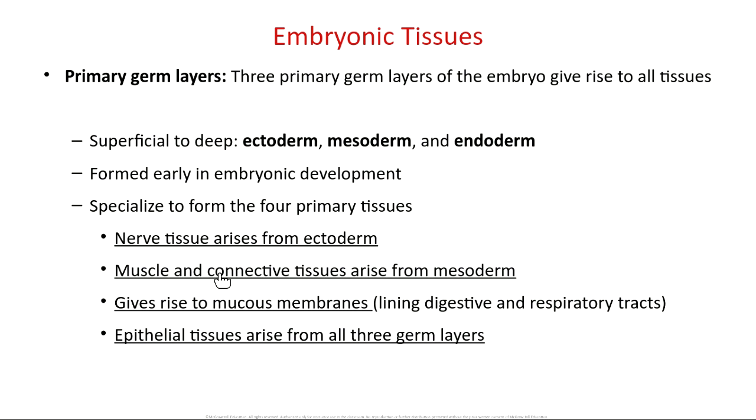And so your question on an exam will be related to your knowledge of what tissues come from what primary germ layers. Okay, so nervous tissue comes from ectoderm. You should know that muscle and connective tissue come from mesoderm. And you should know that epithelial tissue actually comes from all three. Okay, epithelial tissue comes from all three layers.